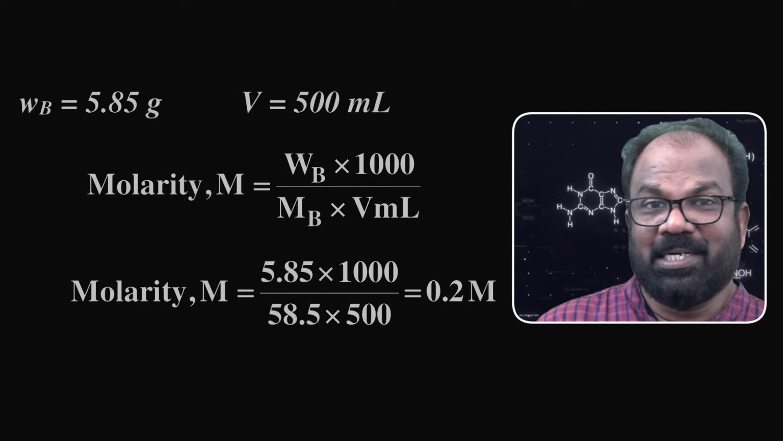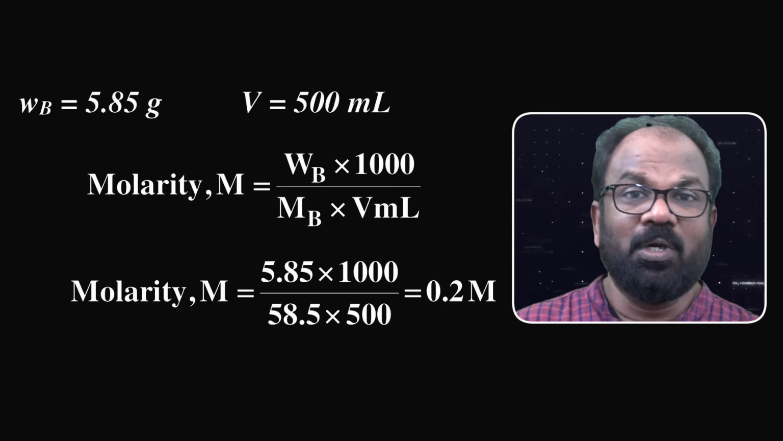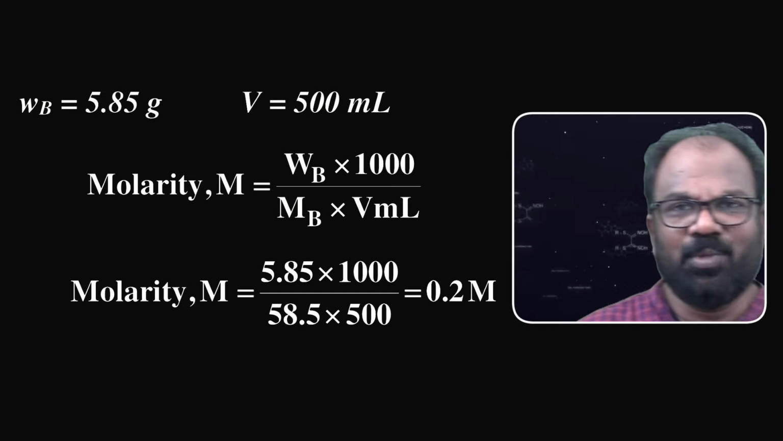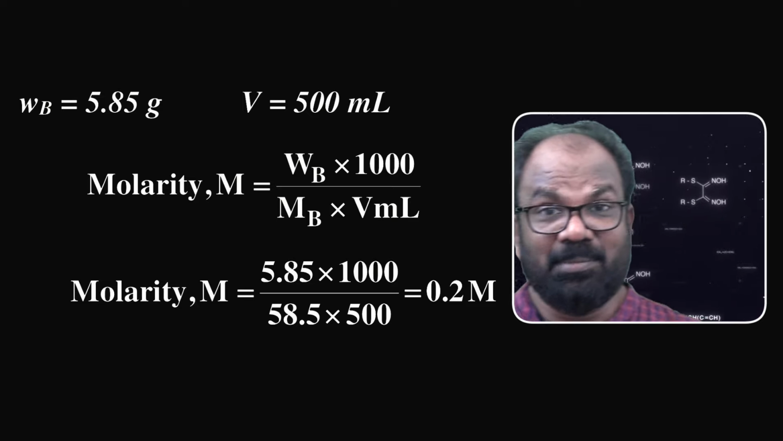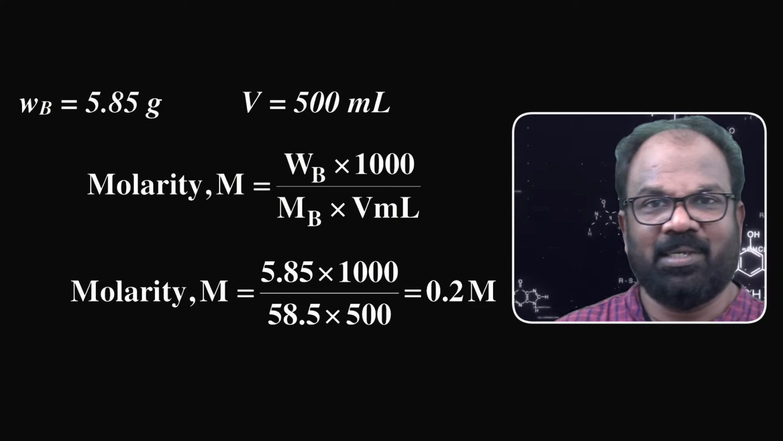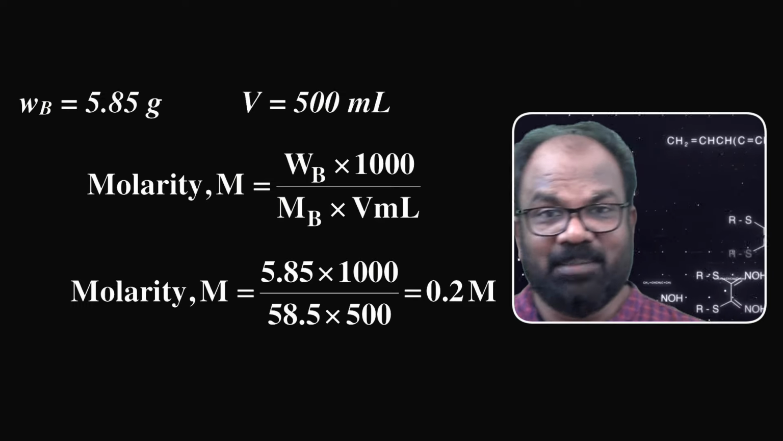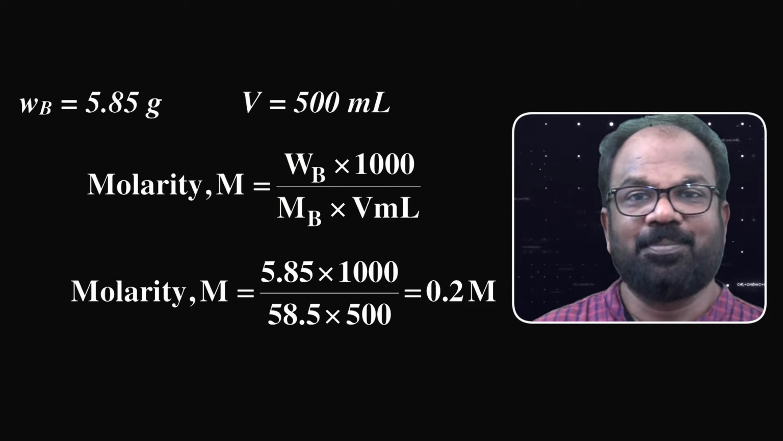Here weight of solute WB is given as 5.85 gram. Volume of the solution is equal to 500 ml. Then we can calculate the molarity as weight of solute WB into 1000 divided by molecular mass of solute MB into volume in milliliter. Then substituting these values, we will get the molarity as 0.2 molar. So here the answer is option number 2.